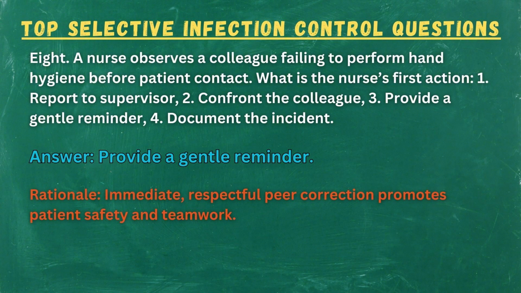8. A nurse observes a colleague failing to perform hand hygiene before patient contact. What is the nurse's first action? 1. Report to supervisor. 2. Confront the colleague. 3. Provide a gentle reminder. 4. Document the incident. Answer: Provide a gentle reminder. Rationale: Immediate, respectful peer correction promotes patient safety and teamwork.